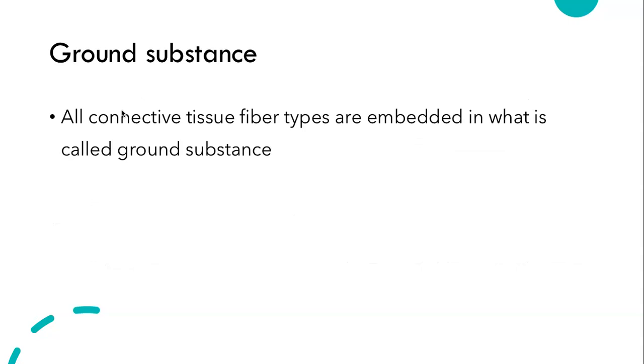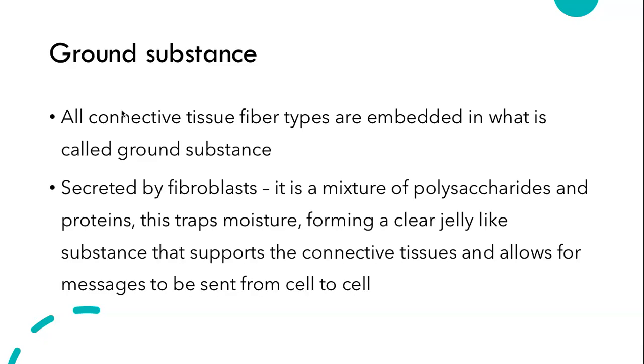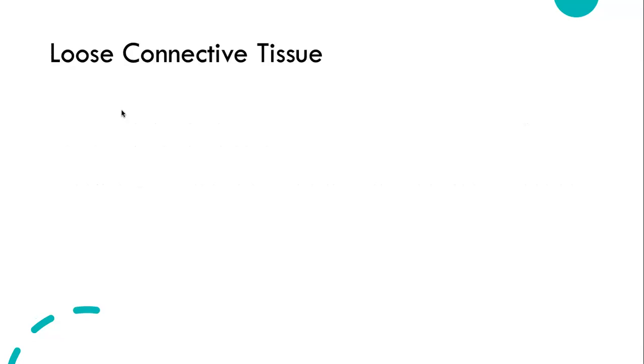Let's go back to that ground substance really quickly. All connective tissue fiber types are embedded in what is called the ground substance. It's secreted by those fibroblasts. It's this mixture of polysaccharides and proteins, and it traps water or moisture, and it forms this clear jelly-like substance that supports the connective tissues, and it allows for messages to be sent from cell to cell. So that's what the ground substance is. It's just basically what the connective tissue fiber types are embedded in.